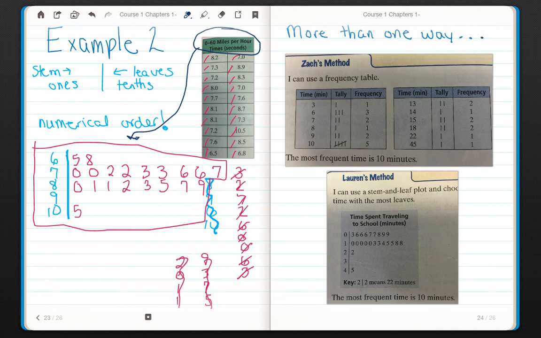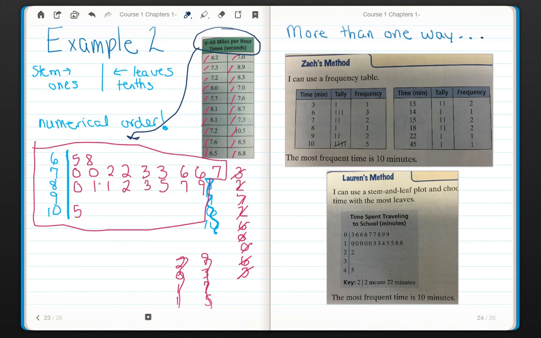Okay? Now, there are a couple of different ways that you can collect data. In example 2, we used a table. We just wrote the numbers. So we had to go through this whole process of showing data, and that's fine, in order to make our stem and leaf plot. This is one way to show data.